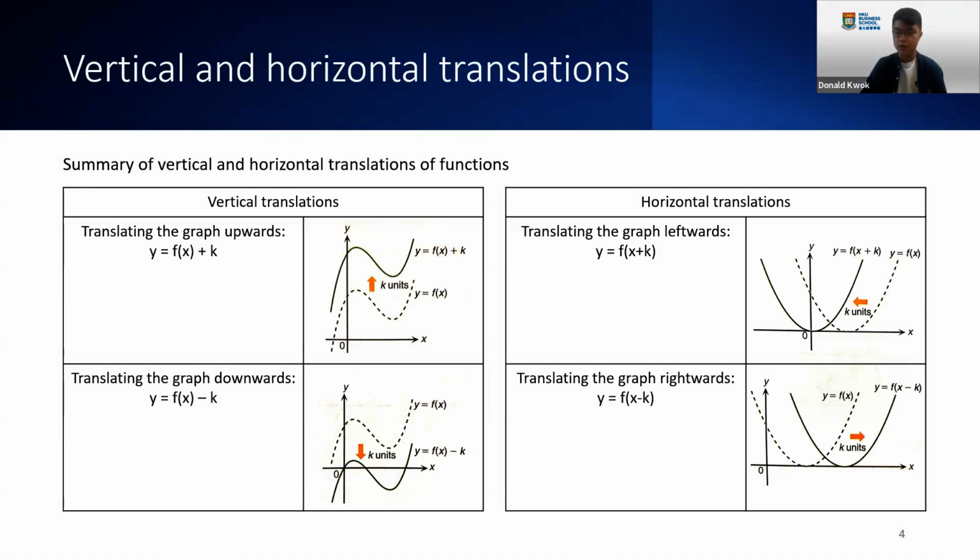The strange thing for horizontal translation is that if you'd like to translate the graph leftwards, you are adding a constant, whereas if you are translating the graph rightwards, you are actually subtracting something next to x. So this is about the translation of functions.